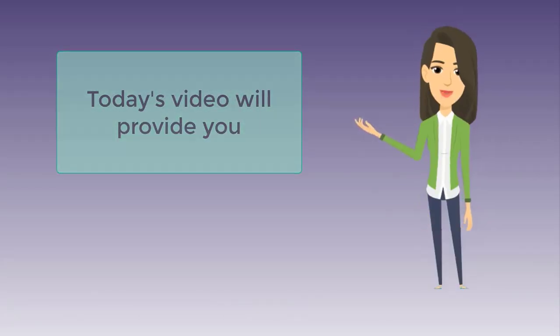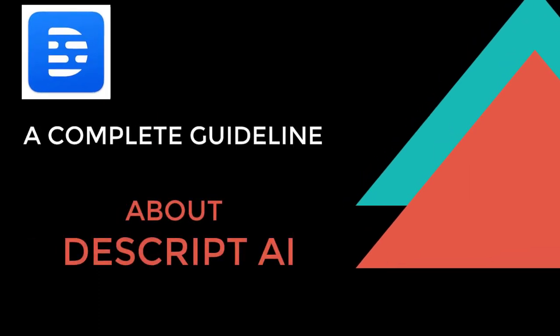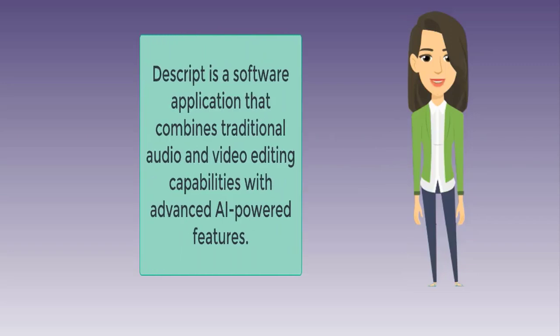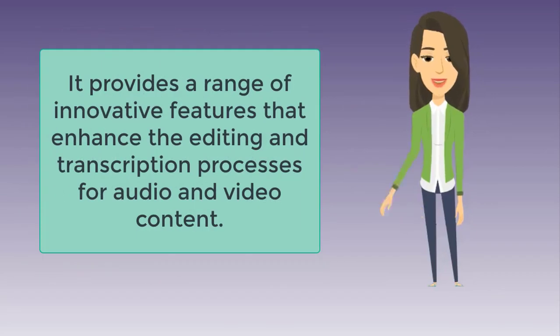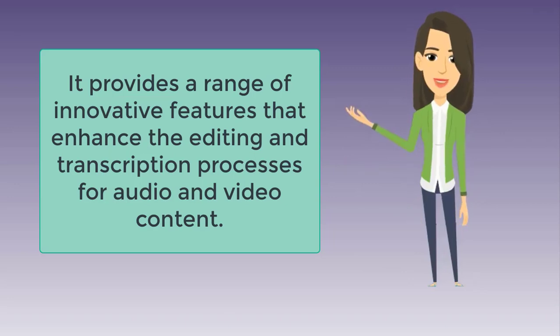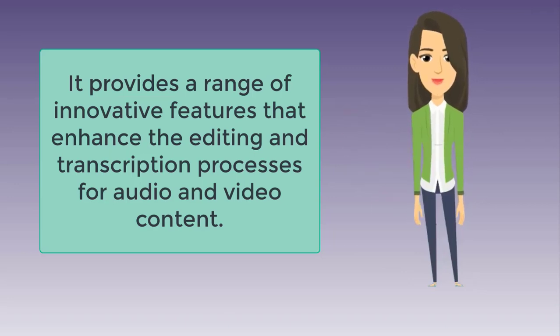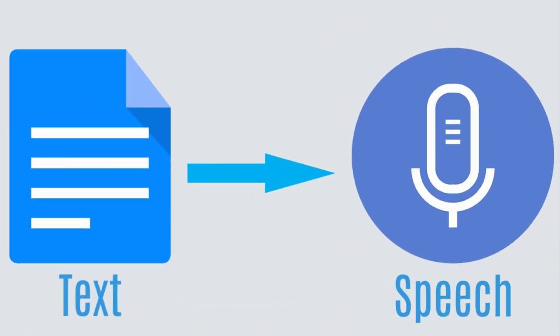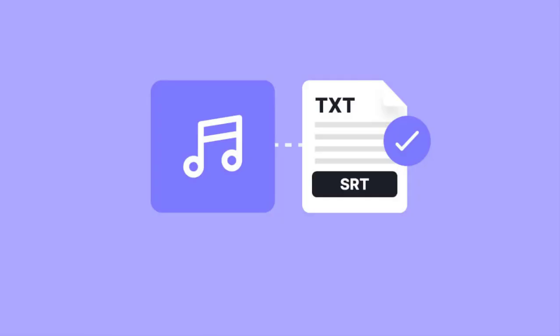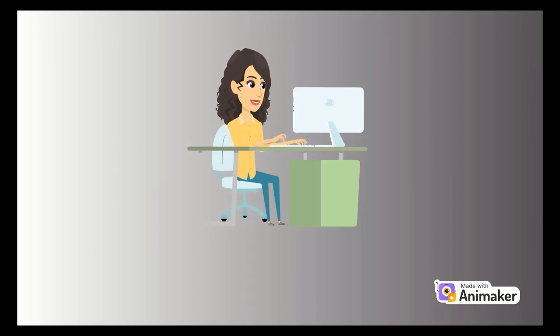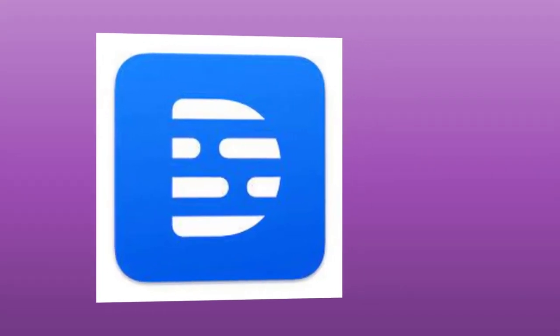Today's video will provide you a complete guideline about Descript AI software. Descript is a software application that combines traditional audio and video editing capabilities with advanced AI-powered features. It provides a range of innovative features that enhance the editing and transcription processes for audio and video content. You can use this software by converting text to voice and also for converting voice to text. So be sure to watch the entire video to find out how to use it.